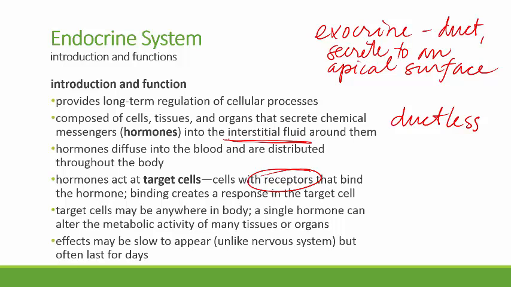And unlike nervous stimulation, which is usually short term, where you have to give it another hit regularly in order to keep a stimulus being provided to an effector tissue, the endocrine system produces effects that tend to last for a very long time, days or longer.